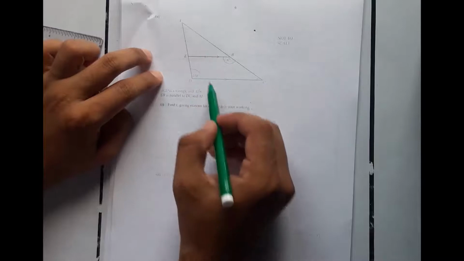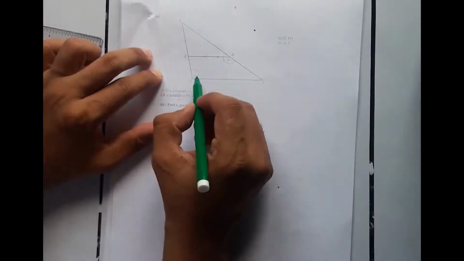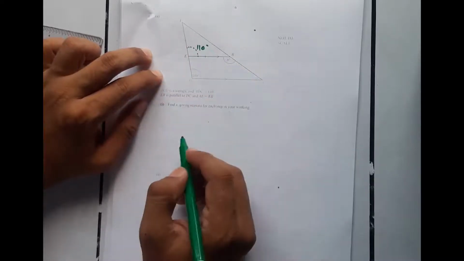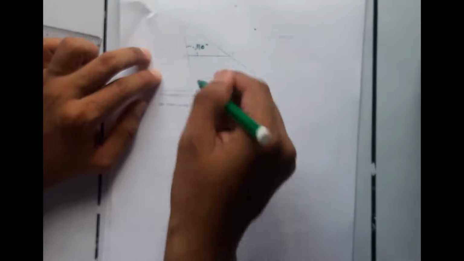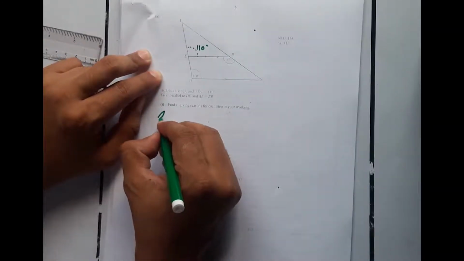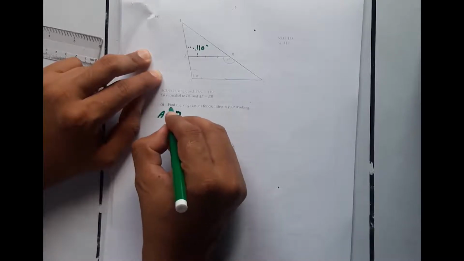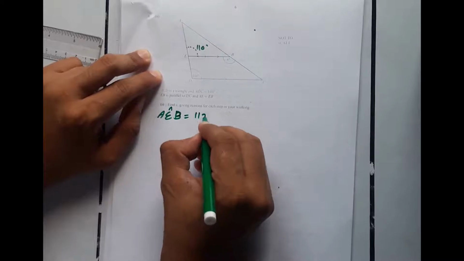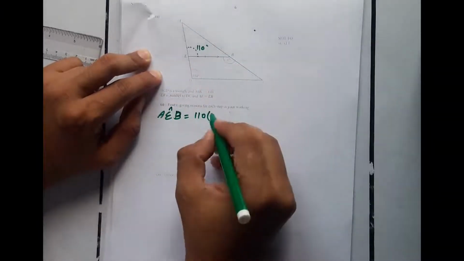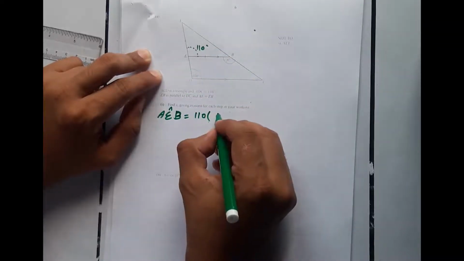Now these lines are parallel. EB and DC are parallel. So this is 110. This will also be 110, because of interior exterior angles. So AEB will be equal to 110. The reason is interior exterior angles, corresponding. You can also call it corresponding angles.